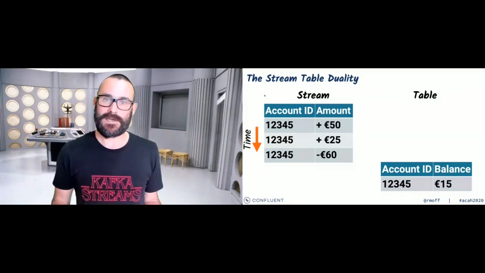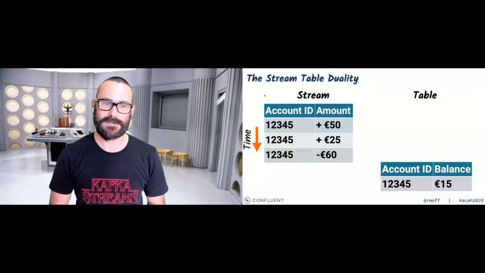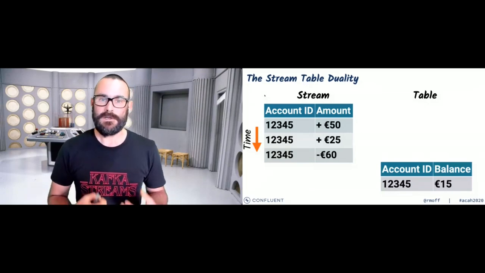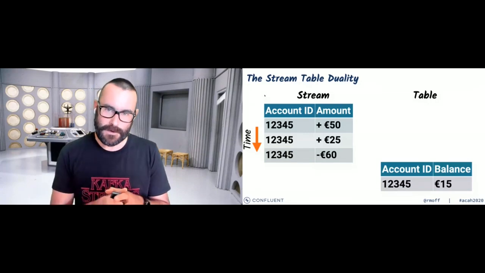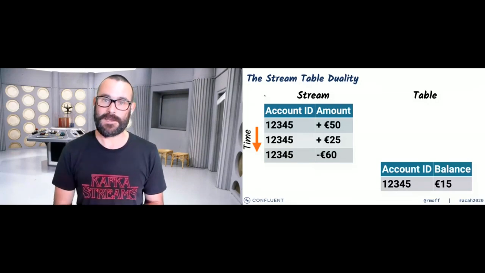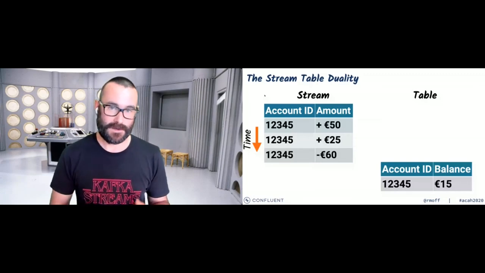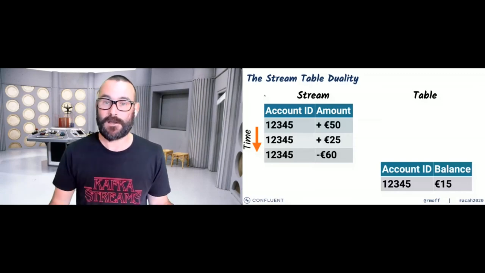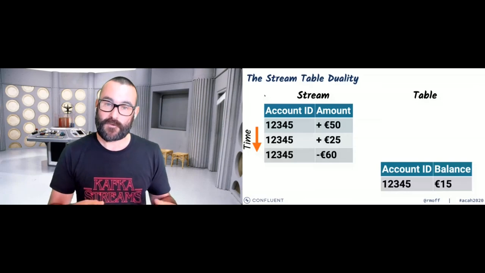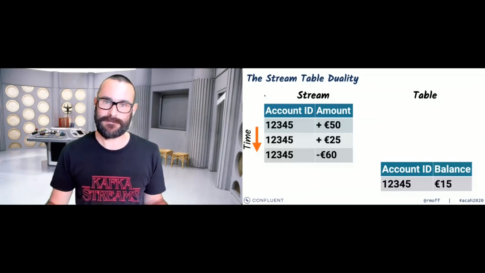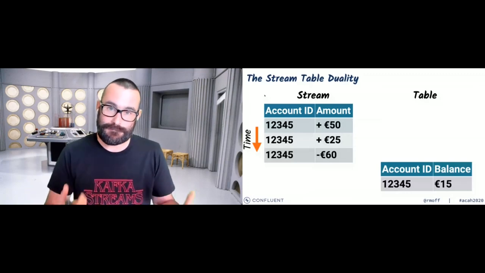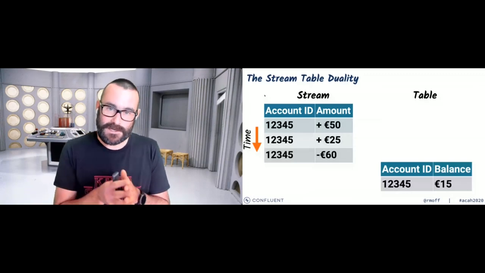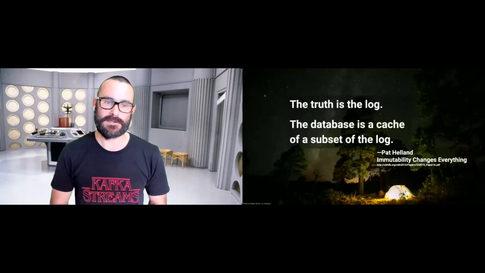And based on this, we have this great quotation from Pat Helland: the truth is the log. The database is a cache of a subset of the log. All you actually need when you're working with data are the events, which you can capture in an immutable distributed commit log like Apache Kafka. And from that, you can replay those events either to drive an application based on things that have happened, or you can use it to build state. But all you actually need is this log of events.